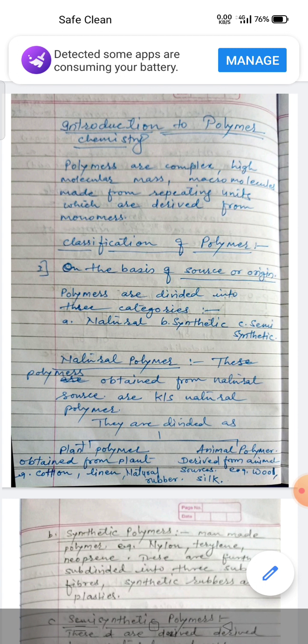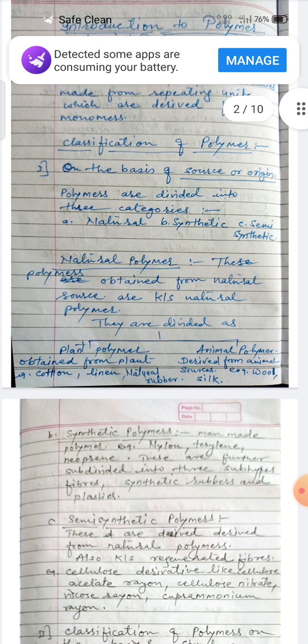Animal polymers are those which are derived from animal sources. For example, wool, silk, etc. Second is synthetic polymer. Synthetic means artificial, or you can say man-made polymer. Examples of synthetic polymers are nylon, terylene, neoprene, etc. These synthetic polymers are further subdivided into 3 subtypes: fibers, synthetic rubbers and plastics.